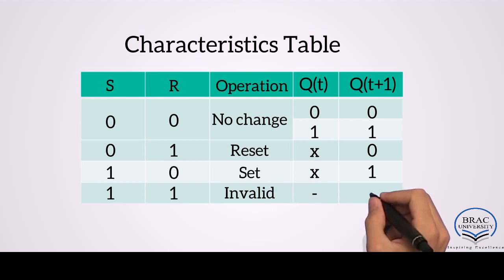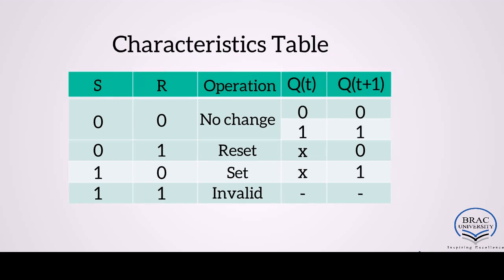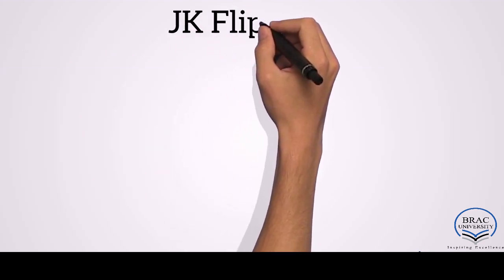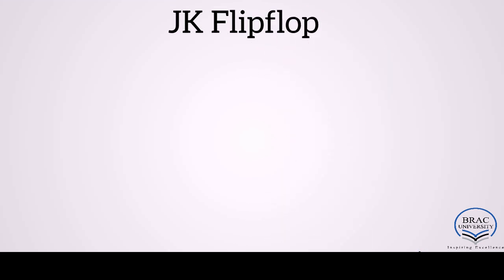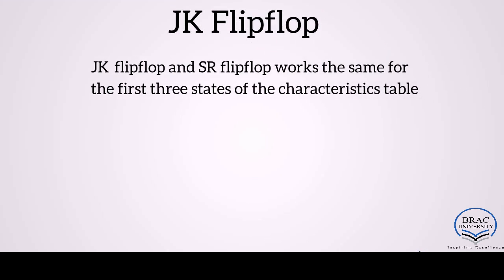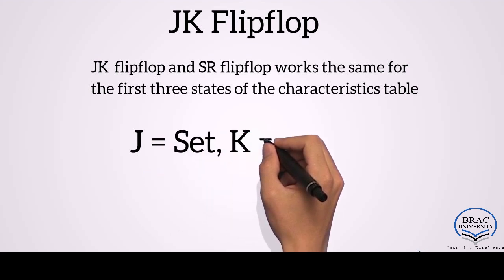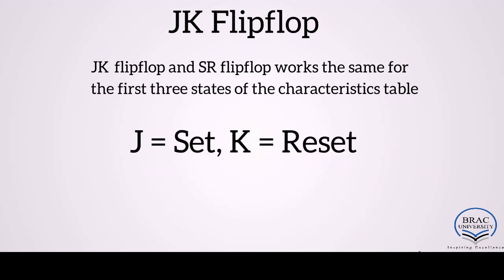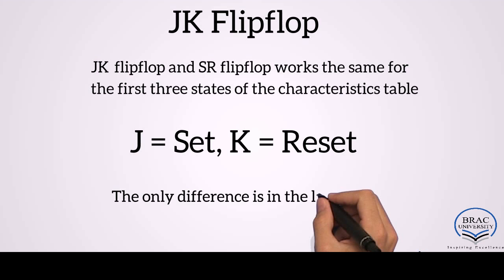Now, in order to remove this invalid operation of the set-reset flip-flop, we can use JK flip-flop. JK flip-flop works the same as a SR flip-flop, where J works like set and K works like reset. The only difference between them is the last operation, which is for the combination 1-1.